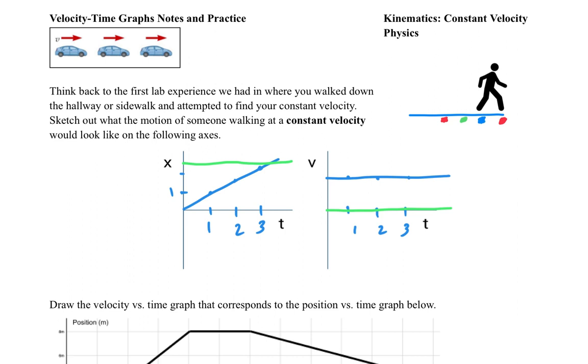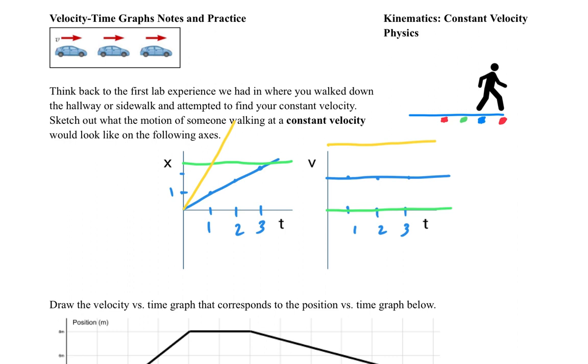Now, what if we ask another question? What if there's another person, and that person is moving quicker? They're not moving at 1 meter per second, they're moving at 2 meters per second. What would that look like on the position graph? Hopefully you realize it would look something like this. It would still be a straight line. It would just be steeper. It would have a bigger slope. Now, what would that look like on the velocity graph? Well, it would still be a horizontal line, but it would be higher, representing the idea that there is a larger velocity.